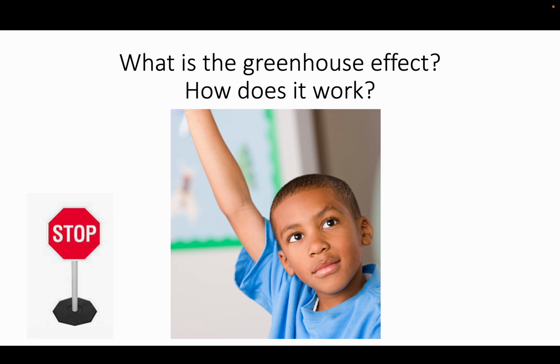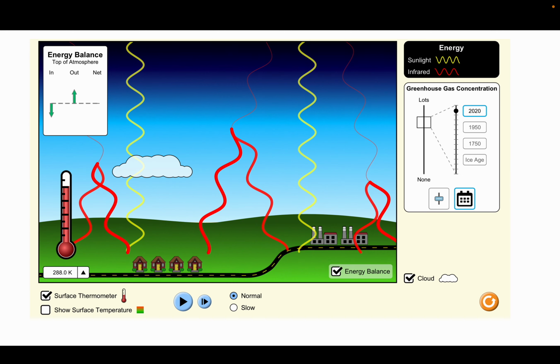An important property a gas molecule can have is it can be a greenhouse gas. I bet you've heard of this phrase before. I bet you've heard of the greenhouse effect. Can you explain it? What's your initial understanding? How does the greenhouse effect work? This particular PhET simulation can be used to get an initial understanding.